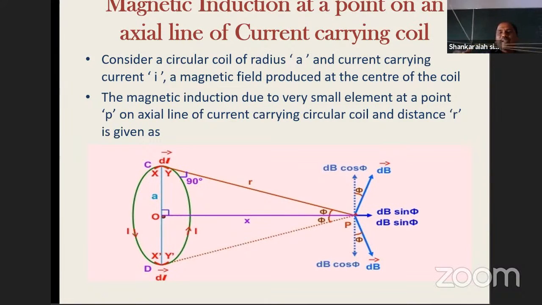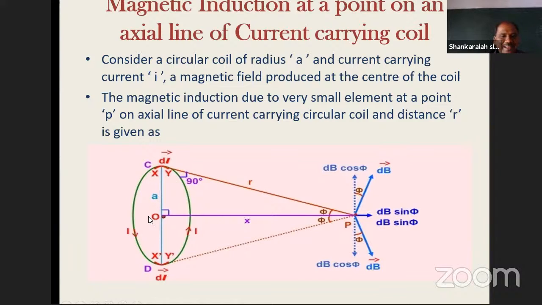Got it, my concept? Okay, next concept. Consider a circular coil of radius a, carrying current I. The magnetic field produced at the center of the coil is known, but we shall calculate the magnetic induction at a point P on the axial line of the current carrying circular loop, at a distance OP equal to x.